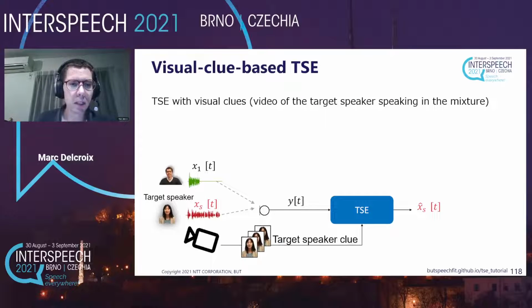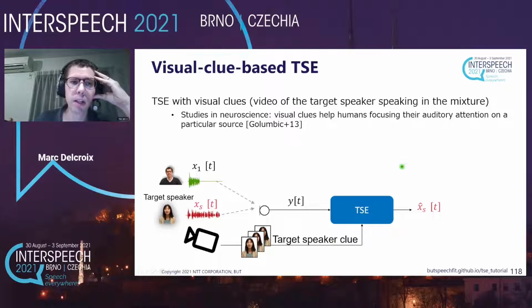So this is a schematic diagram of a system that uses visual clues for performing target speech extraction. Basically, you would have a video that records the face of the target speaker speaking in the mixture. And we will use this video as a clue to inform the target speech extraction which speaker to extract in the mixture. And the studies that use visual clues are backed up by studies in neuroscience that prove that visual clues can also help humans focus their auditory attention on particular sources.